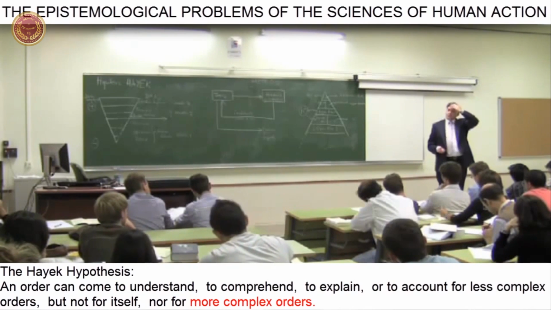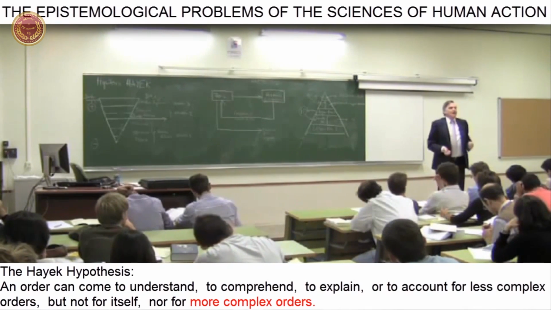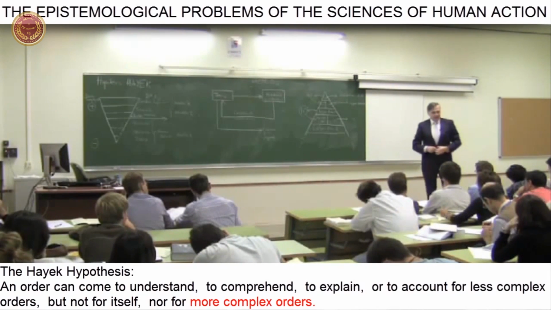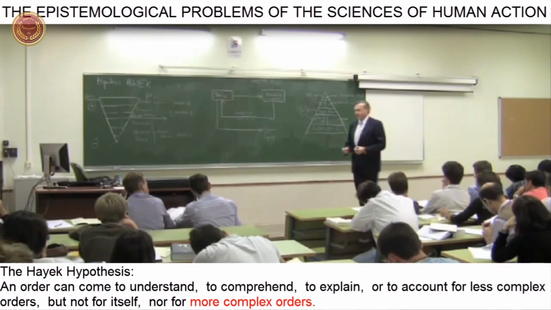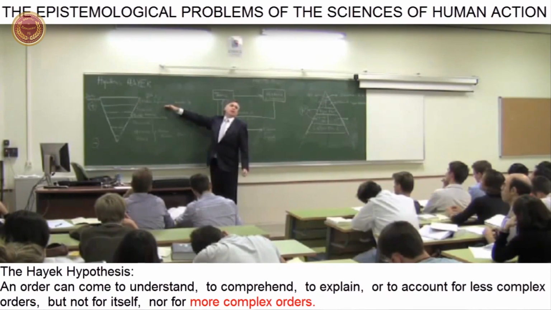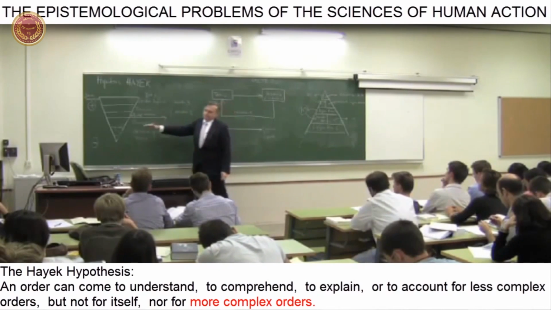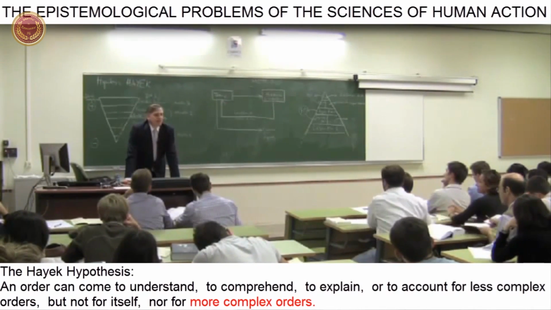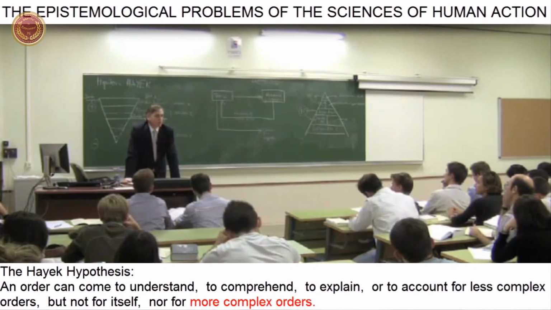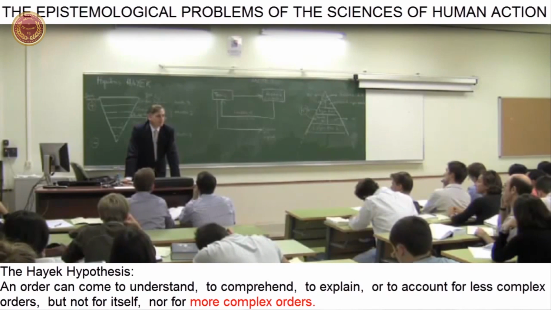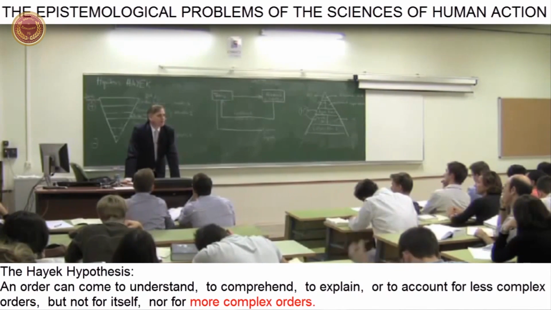The second step would be to ask you the following question. Does this mean we cannot come to know, I don't mean comprehend, understand, explain or account for, but know, anything about orders more complex than our minds? Well, there is a possible way for us to come to know something. Certainly we must acknowledge that we cannot understand or comprehend, etc., but there is a possible way.